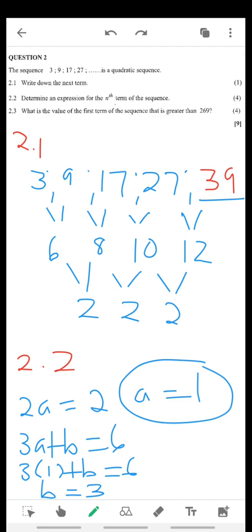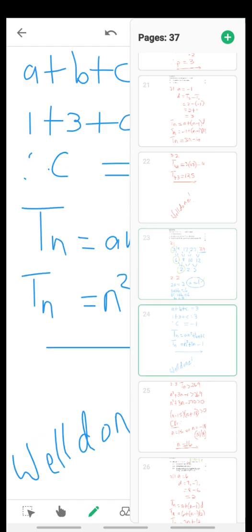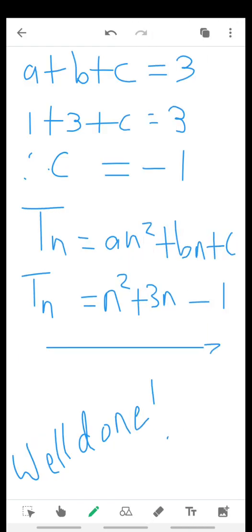Then 2a is equal to, remember we take the first ones, 2. And then we found that a was 1. Well done. Then 3a plus b equals 6, and we found that our b was 3. And then a plus b plus c equals 3, and that is how we found c being equal to -1. Remember, we have a, we have b, and the whole thing was equal to 3, and therefore c equals -1.